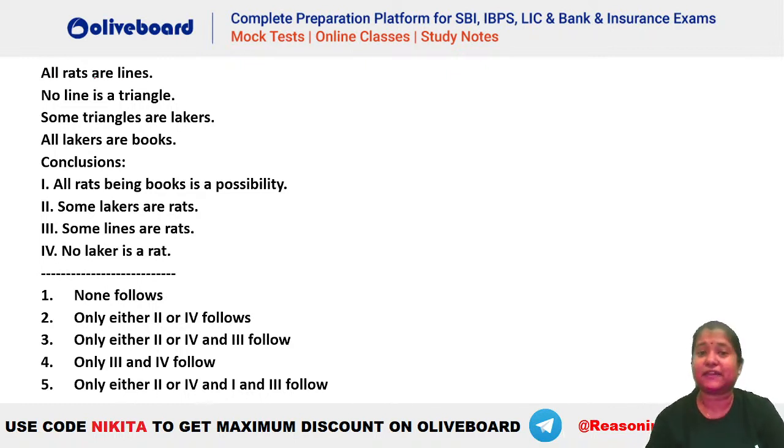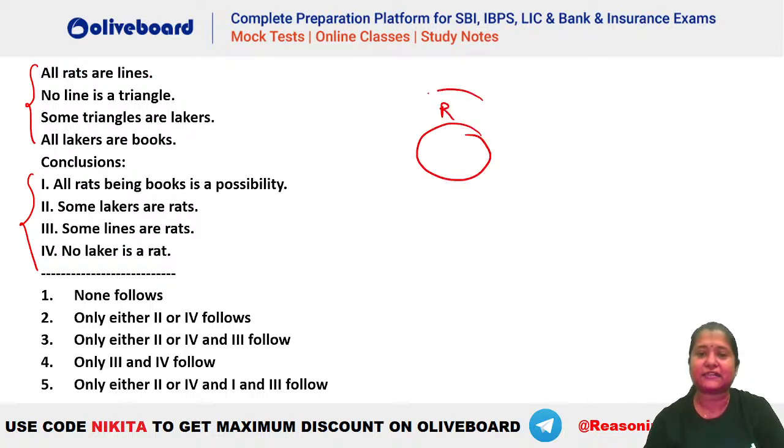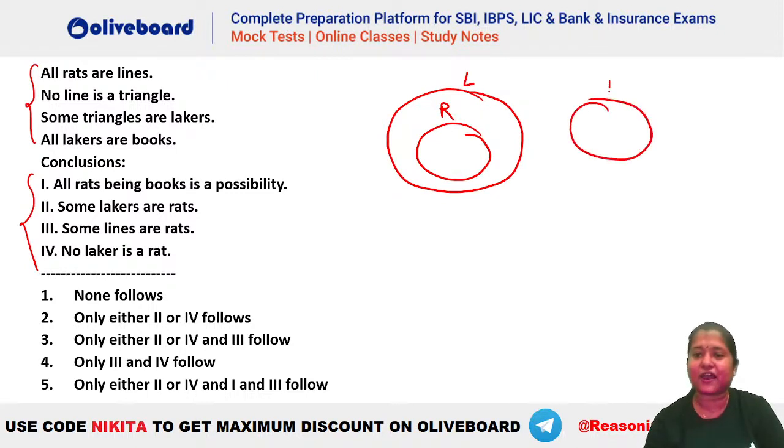So first, let's make the diagram. You can see we have four statements and four conclusions. Option one, we'll check, don't worry. So all rats are lines. All rats are lines will be drawn like this. Let's say this is the circle for rats, and this is for your lines. No line is a triangle. That means line and triangle should not interact. Something like this.